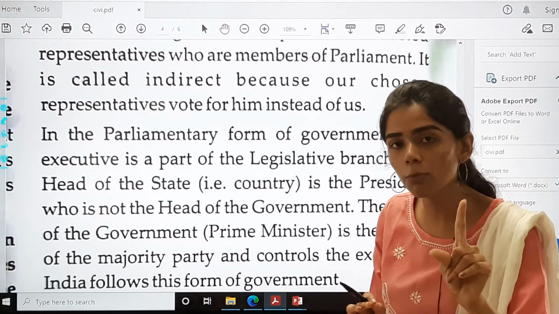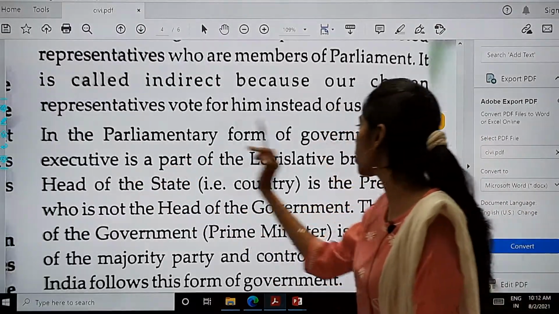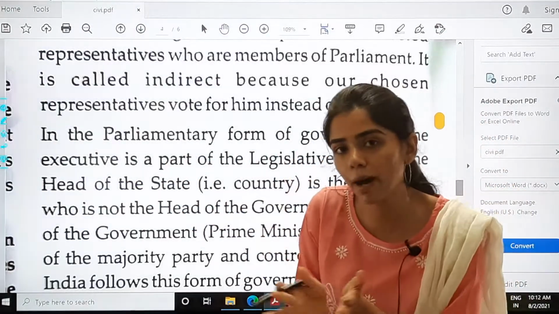Okay, parliamentary form of government में क्या होता है? Executive legislative का एक part है.